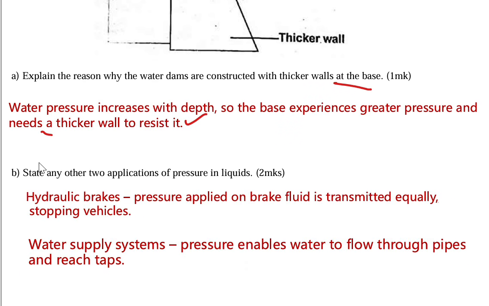Number 38, part B. State any other 2 applications of pressure in liquids, 2 marks. So where do we apply pressure in liquids? It is applied in hydraulic brakes. This is where pressure applied on the brake fluid is transmitted equally, stopping the vehicle. When you press the brake pedal, the pressure is transmitted by the brake fluid and stops the vehicle. Also, we have water supply systems. Pressure enables water to flow through pipes and reach taps. Even with a drinking straw, we are able to drink a liquid in a bottle through pressure in liquids. These are the applications of pressure in liquids.